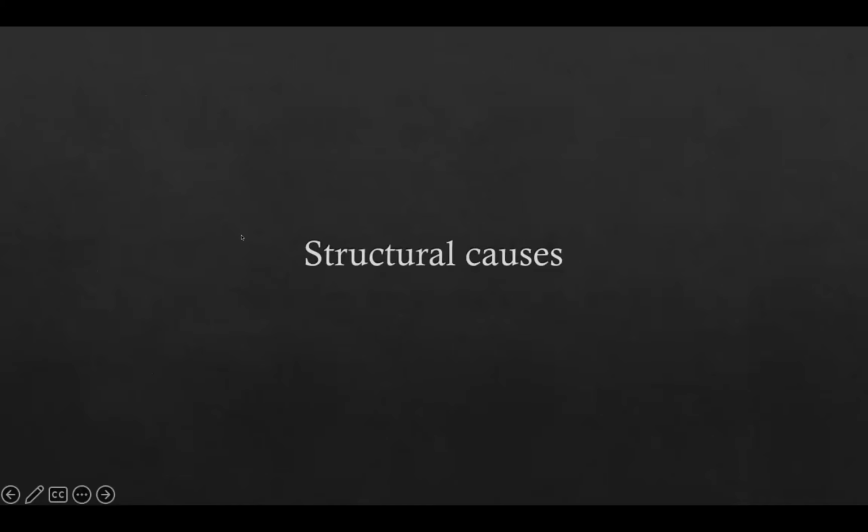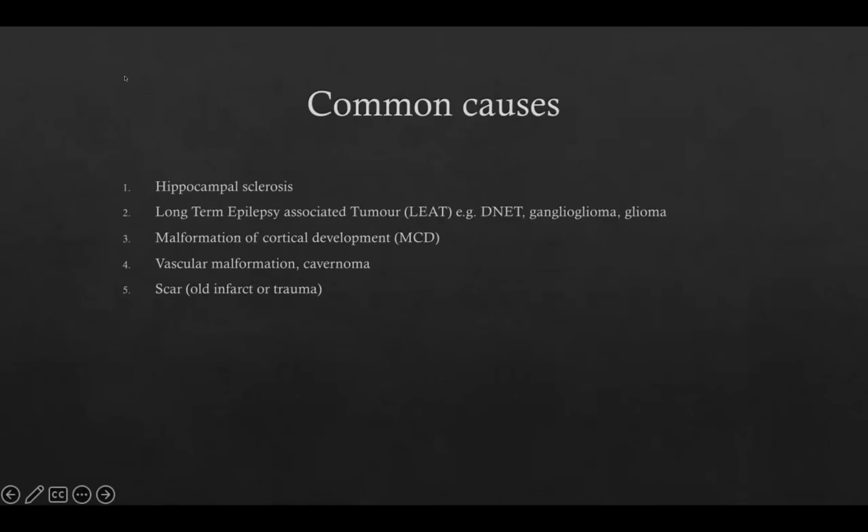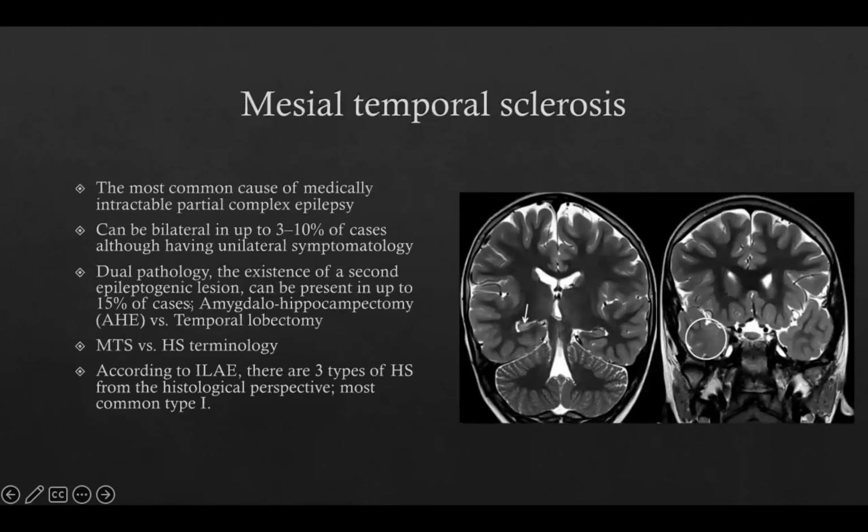Okay, now let's see the structural causes associated with epilepsy. These are the listed most common causes related to epilepsy. The most common will be hippocampal sclerosis. We also have long-term epilepsy-associated tumor, malformations of cortical development, vascular malformations, including cavernoma, and also scar. Okay, it could be related to old infarct or trauma.